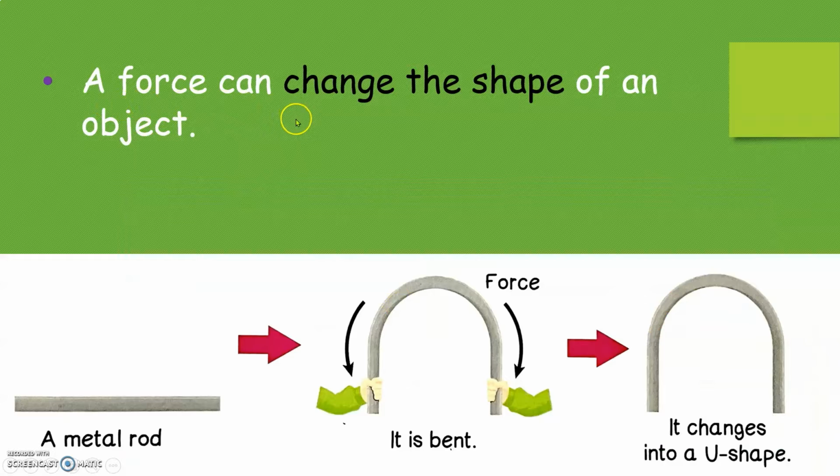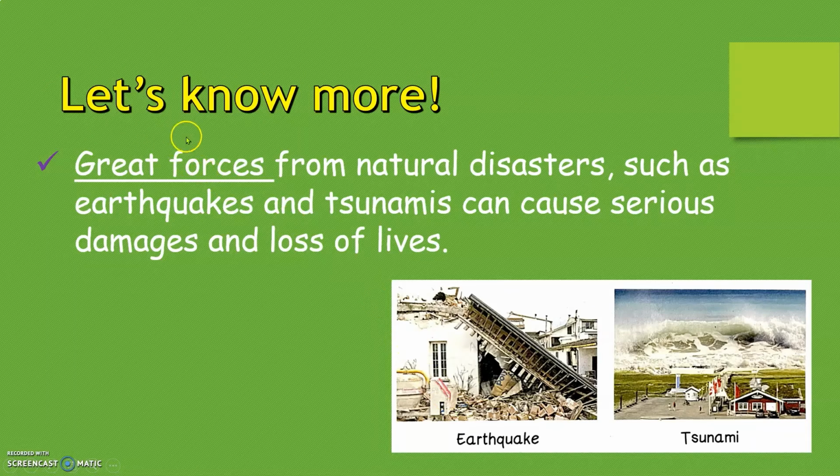A force can change the shape of an object. A metal rod. When you apply force, it is bent. It changes into a U-shape. Let's know more. Great forces from natural disasters such as earthquakes and tsunamis can cause serious damages and loss of lives.